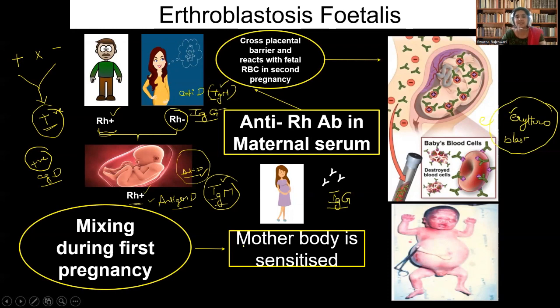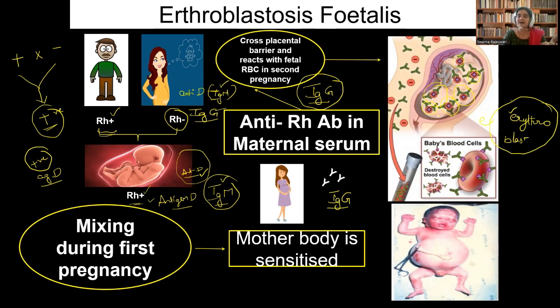But what happens during the second pregnancy? This mother is producing anti-D in the form of IgG. This IgG is a small antibody which immediately crosses the placenta. What happens when it crosses the placenta? These antibodies immediately attack the RBCs. They are attacking the RBCs of that fetus, destroying the RBCs in the erythroblast stage itself.